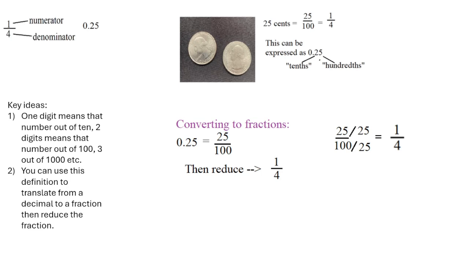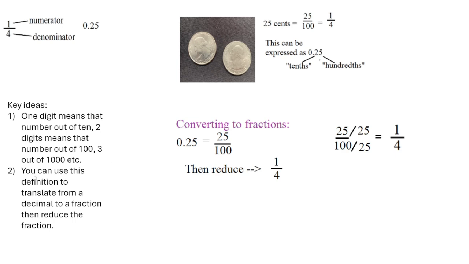Alright, so now that we've talked about how to get from fractions to decimals, we're going to talk about how to get from decimals to fractions. Some of these ideas we just touched upon in the past section, but we've got two key ideas here, and the first is that 1 digit means whatever number out of 10, 2 digits means that number out of 100, 3 digits means out of 1,000, etc.